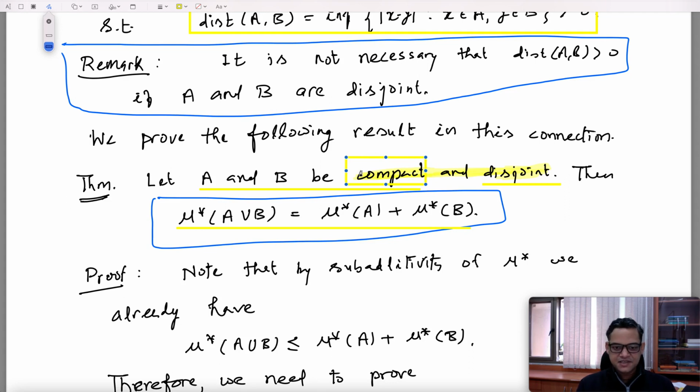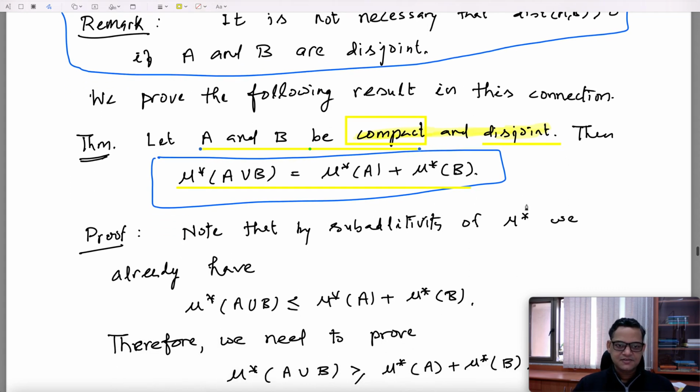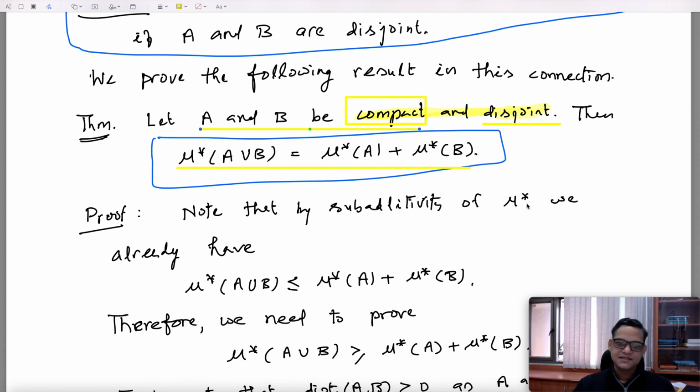Rather, I assume that the set I am taking here is compact. Okay, so there's a small exercise here: that this hypothesis in this theorem, that A and B are compact and disjoint, will ensure that the distance between A and B is strictly positive. Okay, so you prove this. This is like your calculus or from your real analysis.